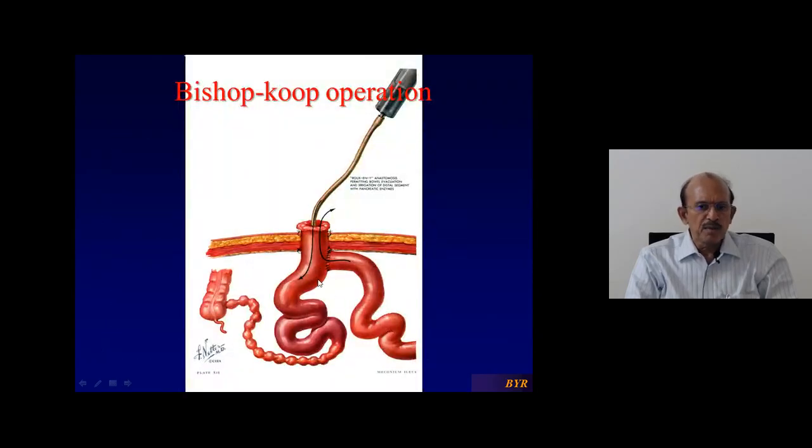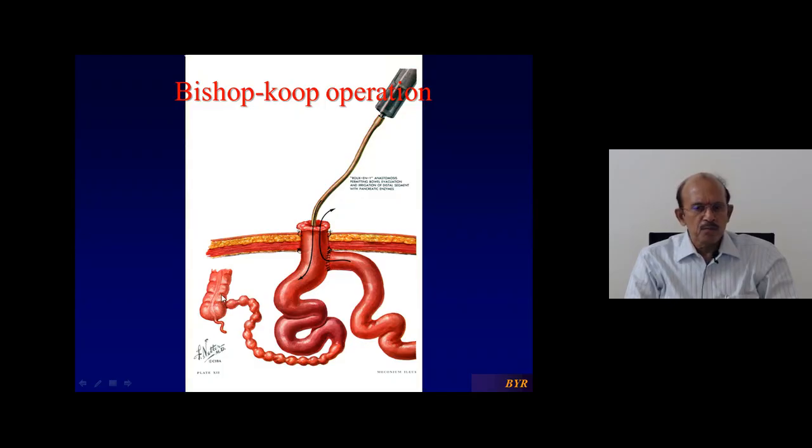This is the Bishop-Koop operation. You can see here, the terminal ileum is having these meconium pellets. The proximal part of the bowel is dilated and became atonic, so it is not having peristaltic activity. So if possible, you resect this segment and do the end-to-end anastomosis.